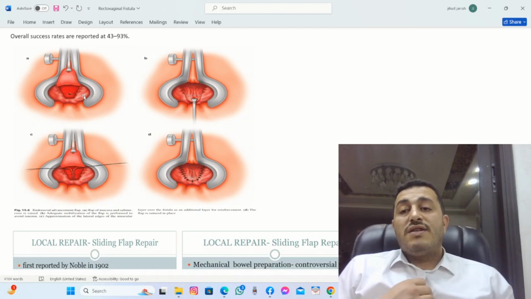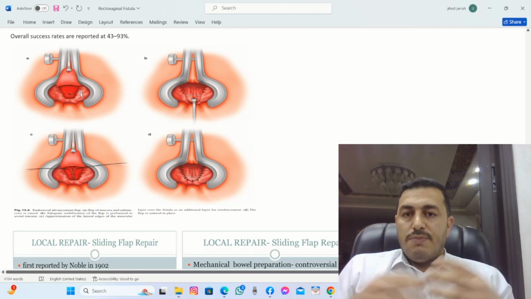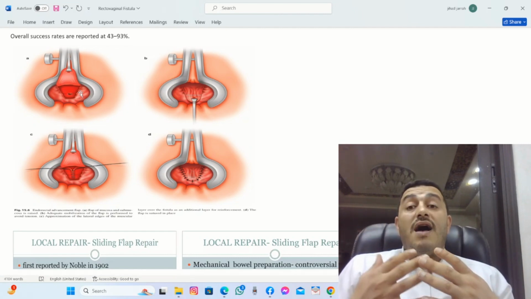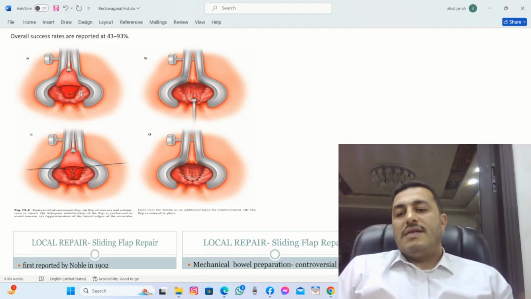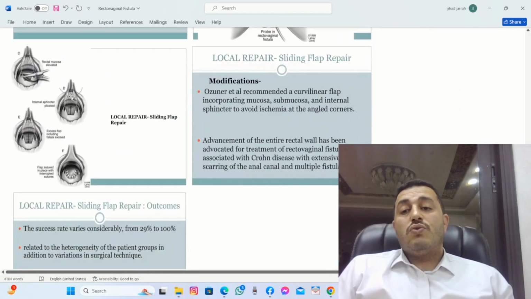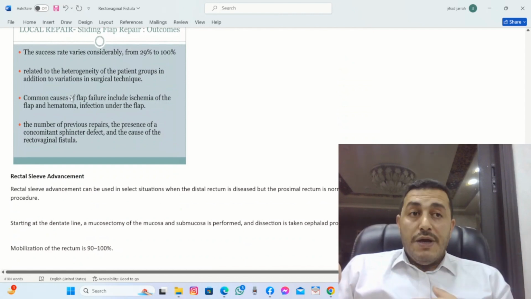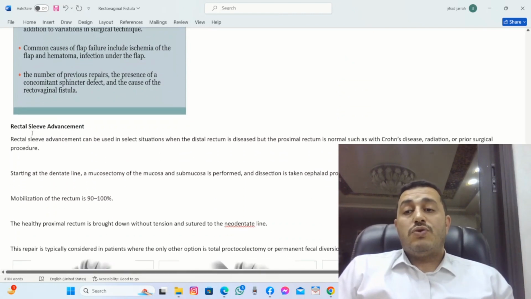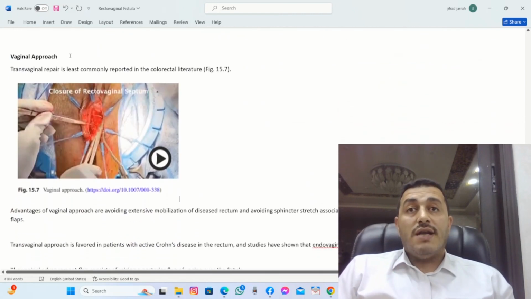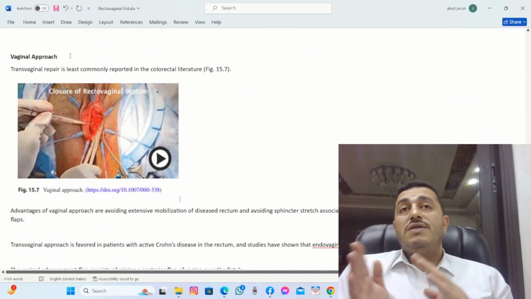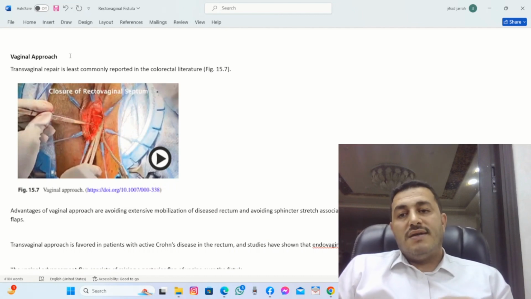Also, one of the advantages is that it has wider, better exposure. It's preferred in patients with Crohn's disease. Yes, we discussed that in patients with Crohn's disease with no other solution except permanent fecal diversion, we have to proceed to rectal sleeve advancement. But before that, we may think of the vaginal approach, because in patients with Crohn's disease or radiation proctitis, we may work on the vaginal side.